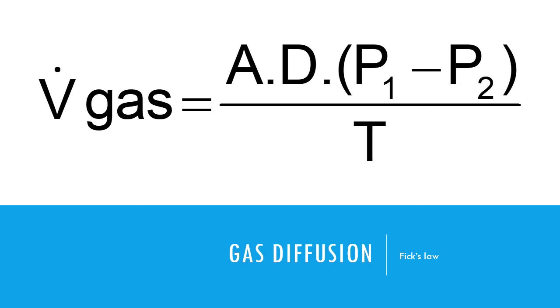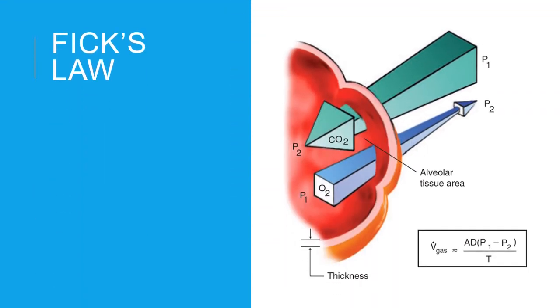The law states that the rate of gas diffusion across a sheet of tissue is directly proportional to the surface area of the tissue and the diffusion constant, and to the difference in partial pressure of the gas between the two sides of the tissue, and is inversely proportional to the thickness of the tissue. The diffusion constant D noted in Fick's law is determined by Henry's law and Graham's law.